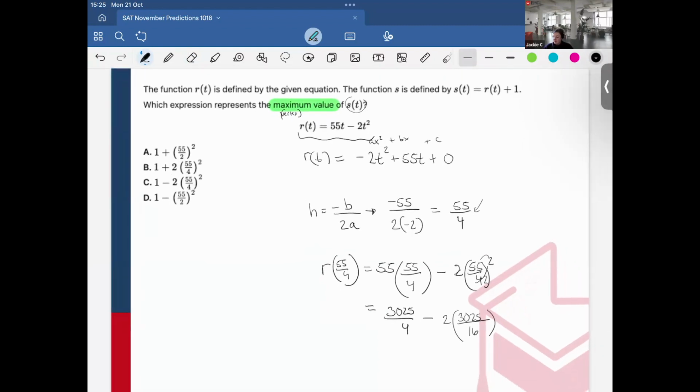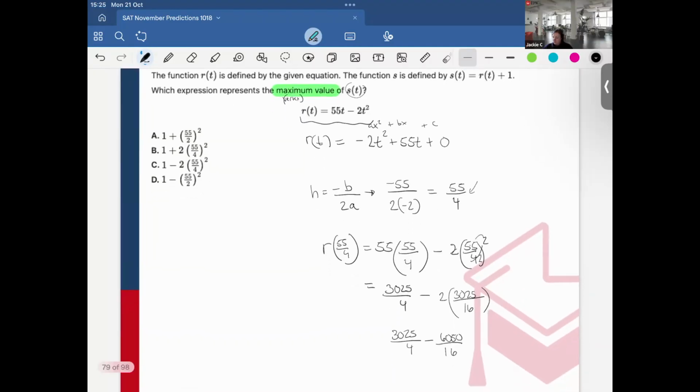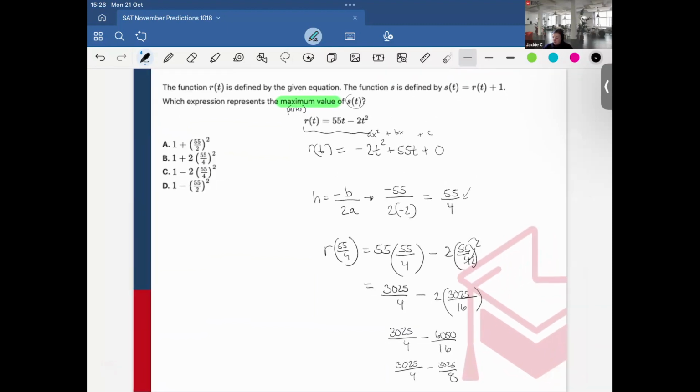And then, just to show, this would then become 3025 over 4 minus 2 times 3025, so 6,050 over 16. Then we can also reduce that further. So 3025 over 4 minus 3025 over 8, find a common denominator. Okay, so this will eventually simplify to 3015 over 8. Which just means that my maximum value at 55 over 4 is 3015 over 8. That's for the r of t function.